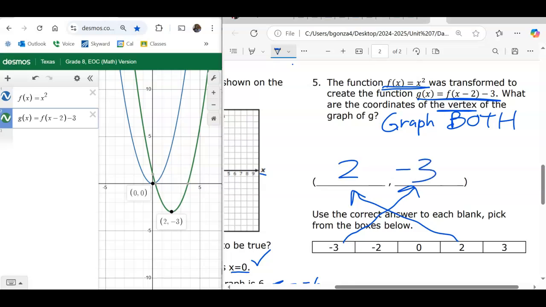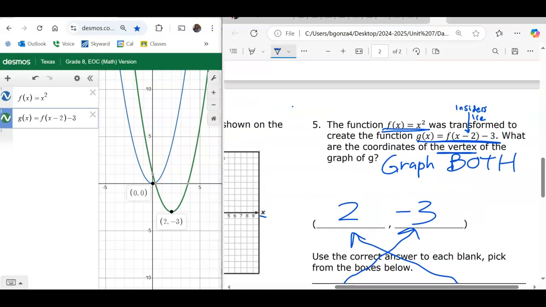Now, you could have kind of just seen it here, because you remember insiders lie and outsiders don't lie. So you would have been like, oh, that's a positive 2, that's a minus 3, 2, negative 3, right? But the most common error would be to think it's negative 2 as the first number. So careful with that. Insiders lie. Very important. All right, last one.